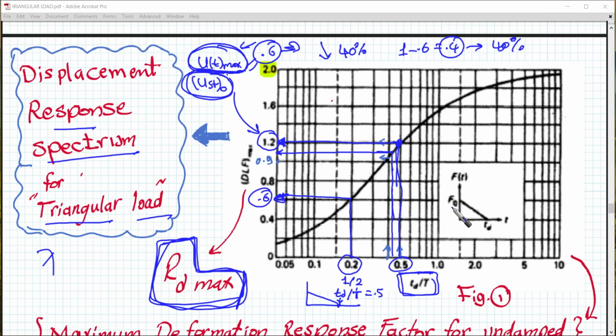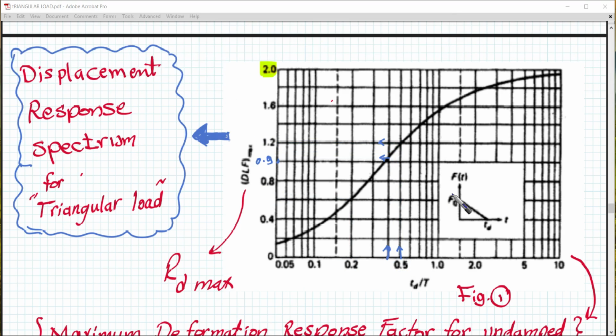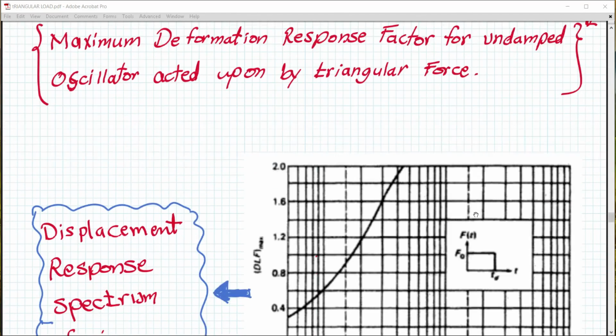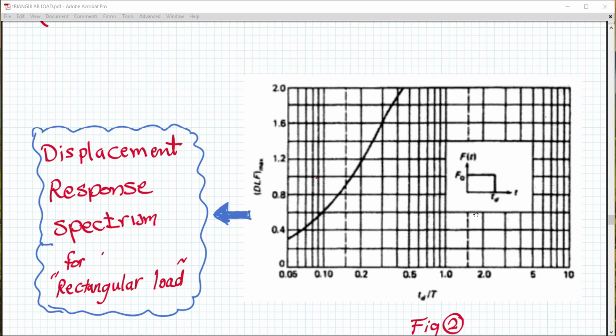Well, the question now is, if we have different loading, this is only for triangles. What if I have rectangular loading, for example? The answer is okay, that we have it. We have charts that give us different types and patterns of forces. So this is for rectangular. And for the rectangular, as you can see here, it is also similar.